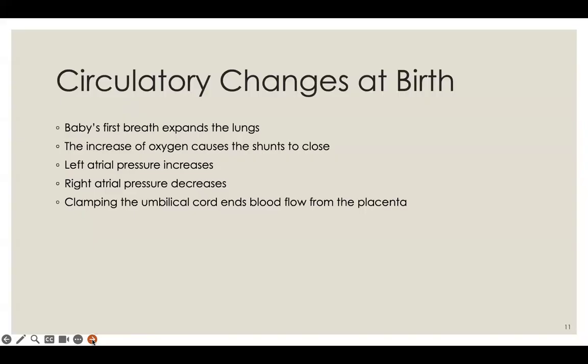Circulatory changes at birth. So at birth, once the newborn takes its very first breaths, the lungs will expand and oxygen levels increase. This signals for the closure of the shunts. Pressure changes in the heart will cause left atrial pressure to rise and right atrial pressure to drop or decrease. The umbilical cord is clamped to stop blood flow from the placenta.